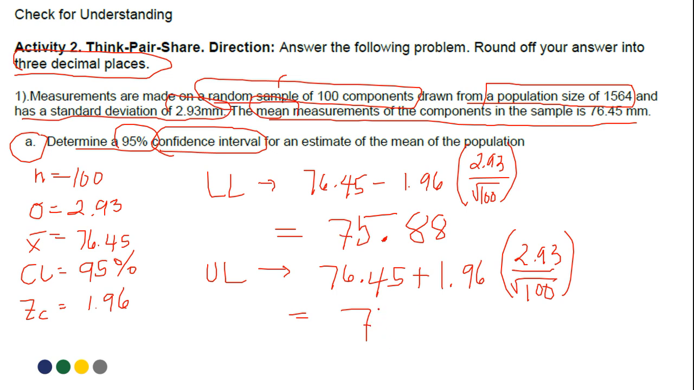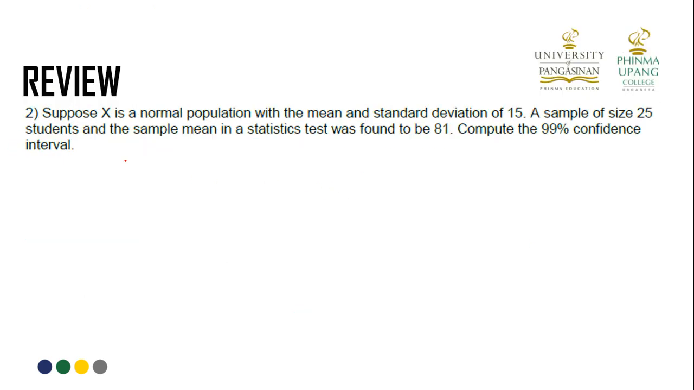77.02. Okay, 77.02. So the answers here are 75.88 and 77.02. That's fine. Next, number 2. Suppose X is a normal population with a standard deviation of 15 and a sample size of 25. The sample mean of the students' statistics test was found to be 81. Compute the 99% confidence interval.